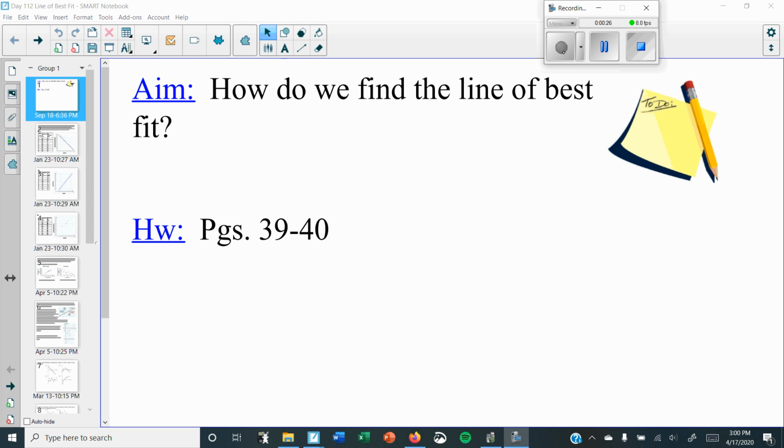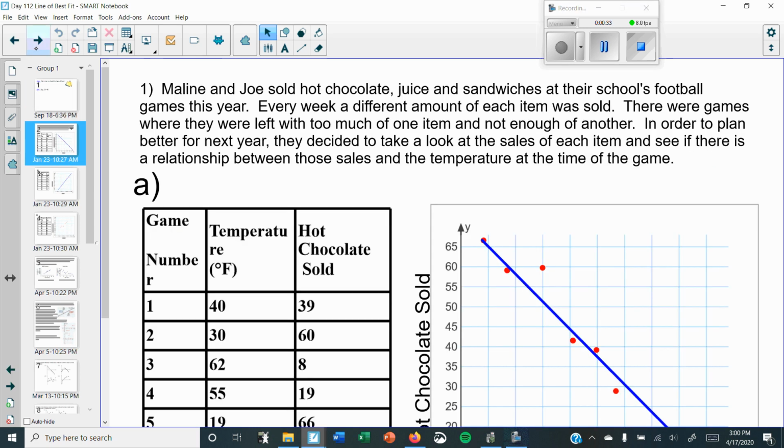So here we go. It's day two of scatter plots, which is how do we find the line of best fit? So let's do this. So let's look at our homework.